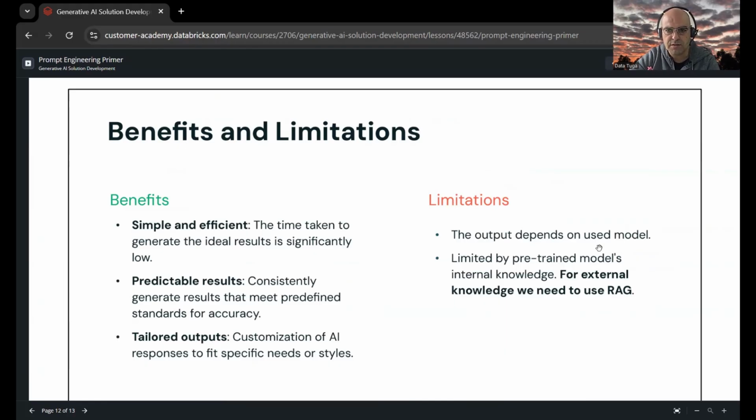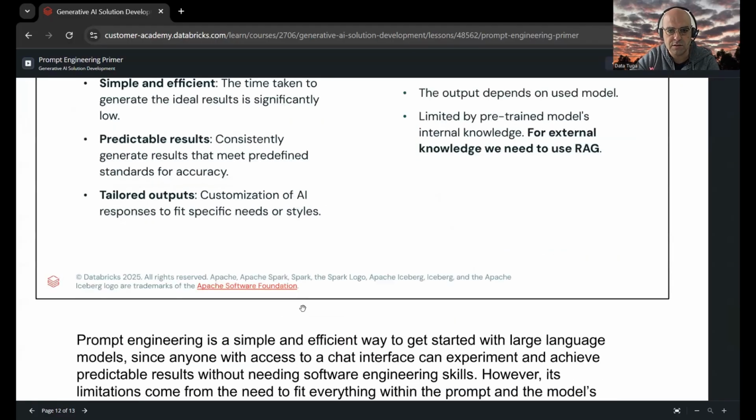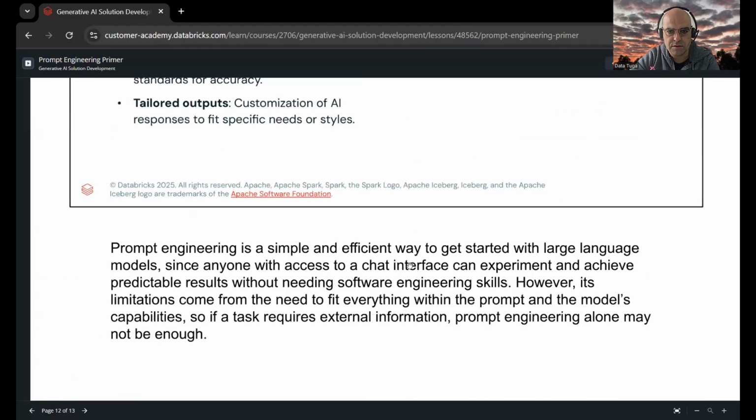The output depends on the model used, of course, limited by pre-training. Even if you do good prompt engineering, exactly. Anyone with access to the chat can experiment and share, and there is the need to fit everything within the model capabilities, of course.